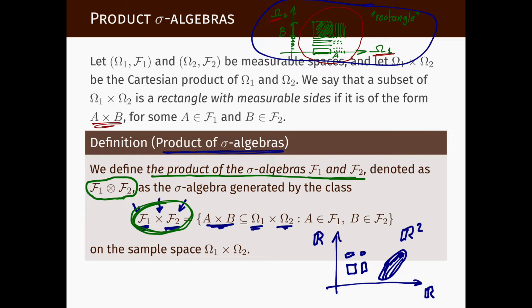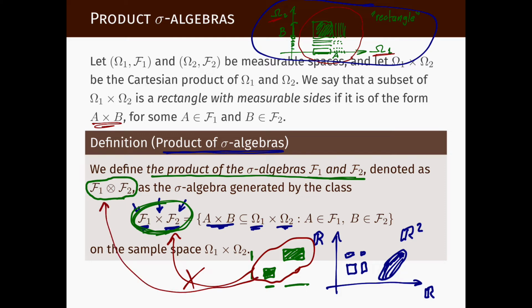For instance, this is a rectangle. It is in this class because it's the Cartesian product of an interval with another interval. This is another rectangle because it's the Cartesian product of one interval with one interval. But the union of these two is not a Cartesian product of anything. So the union of these two rectangles is not in this set, but it is in this set because this set is bigger. This family is the sigma algebra generated by the rectangles.